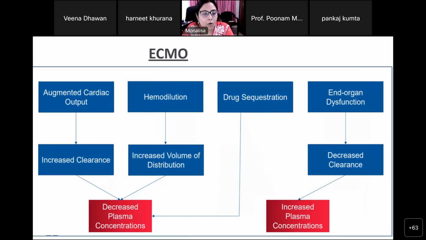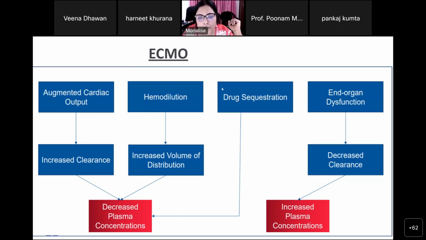ECMO leads to augmented cardiac output and increased clearance. It also causes hemodilution. Now, how? When you initiate ECMO, you're going to use a lot of priming solution. Let it be plasma, let it be saline, let it be albumin, no matter what. That is going to cause a lot of hemodilution. Now, what is that going to do? That is going to increase your volume of distribution. Now, when the volume of distribution increases, which type of drug gets affected? The hydrophilic drugs, which have a lower volume of distribution, will be affected because there will be decreased plasma concentration of those drugs, as a result of which what will happen? There will be therapeutic failure of those drugs.